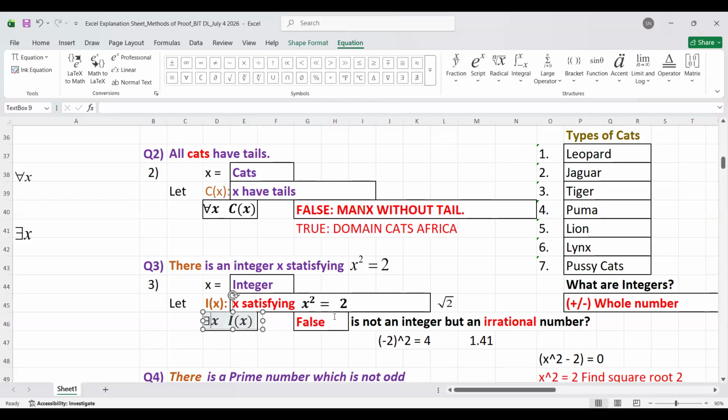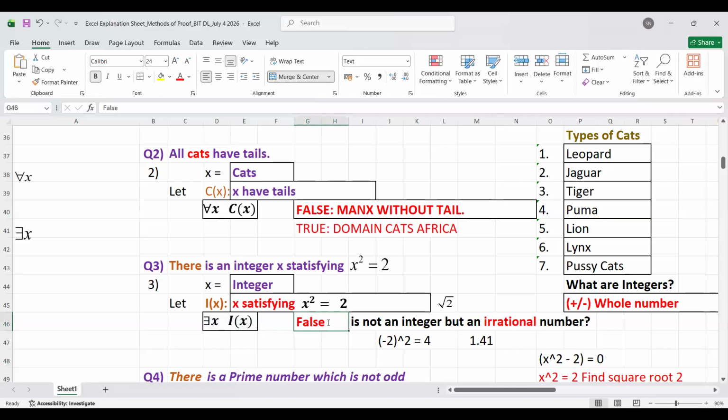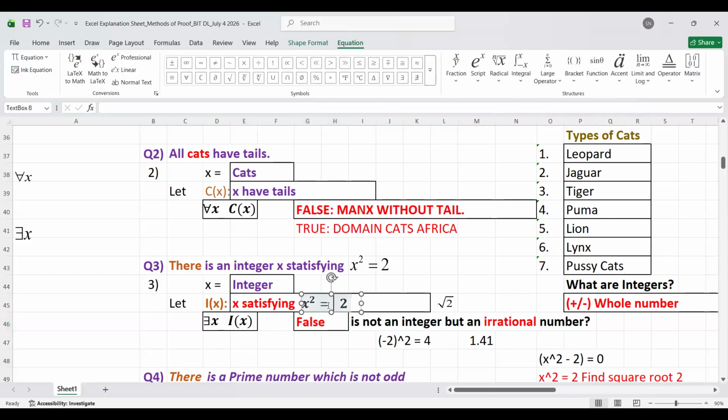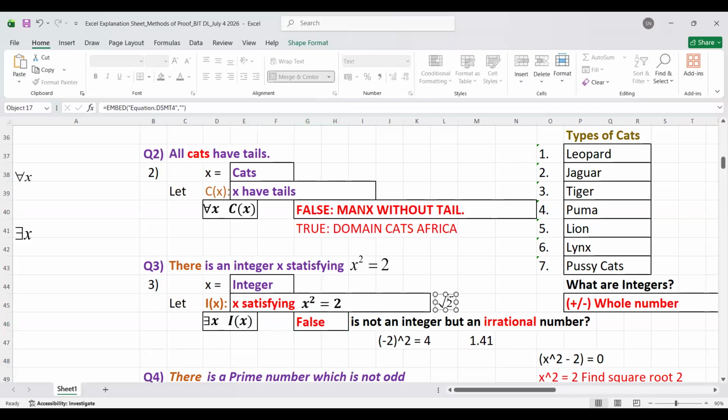And the reason why you are saying it's false is because of what? Why is it false? How do you prove that this statement is false? Now, unlike the first two examples that are English phrases, this one is an equation. So the best way is to solve the equation. If you make x the subject, you are going to get x is equal to the square root of 2.